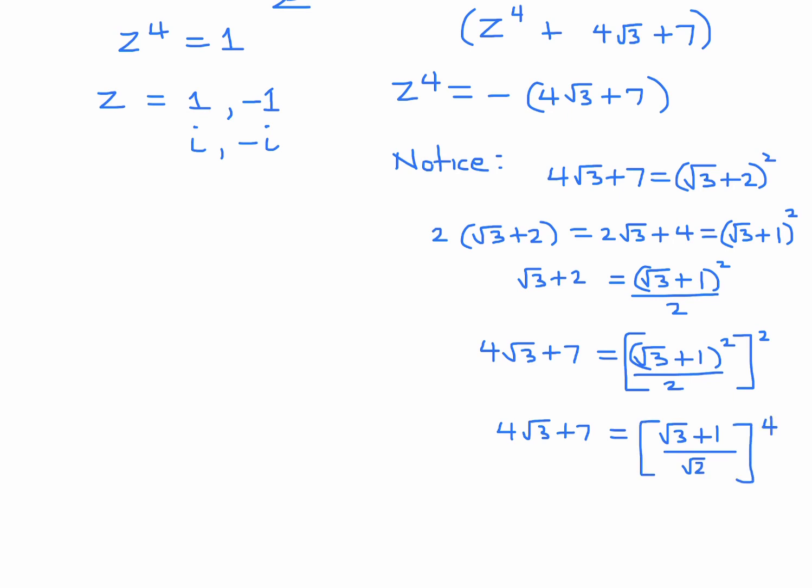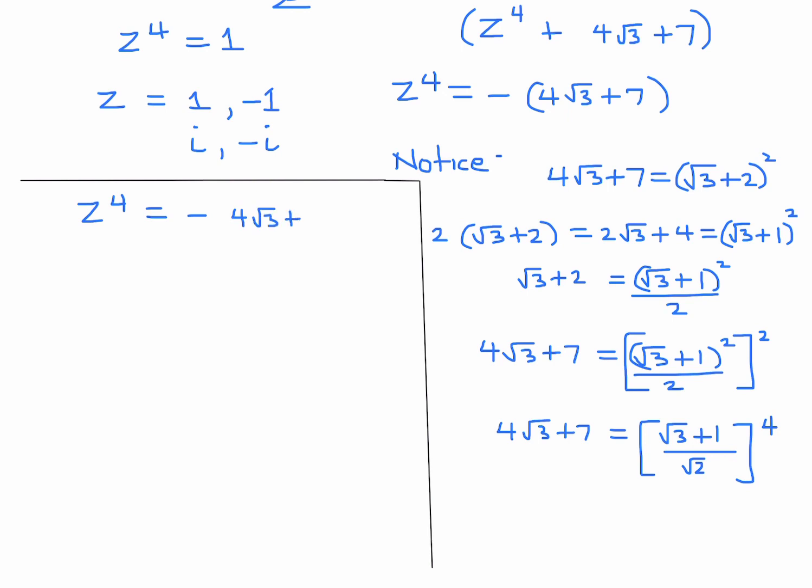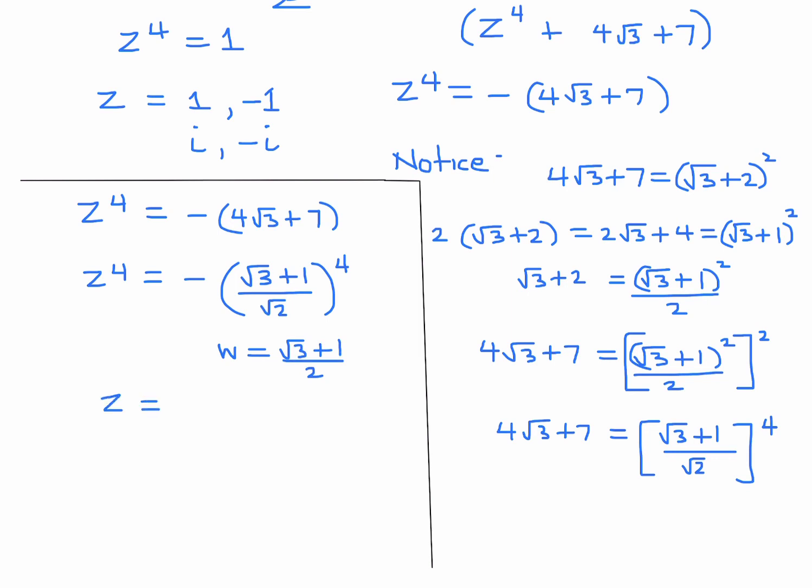So now we can use that and look at z to the power of 4 is equal to 4 root 3 plus 7, like that. And make this substitution. Now we've got minus root 3 plus 1 over root 2 to the power of 4. And to avoid making things difficult to understand, what we can say is let some variable w equal root 3 plus 1 over 2.